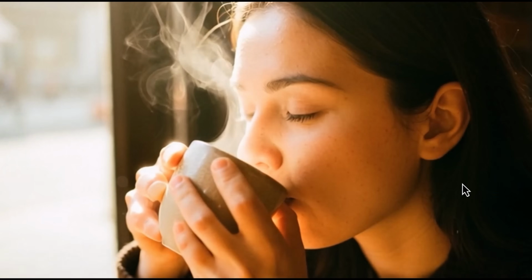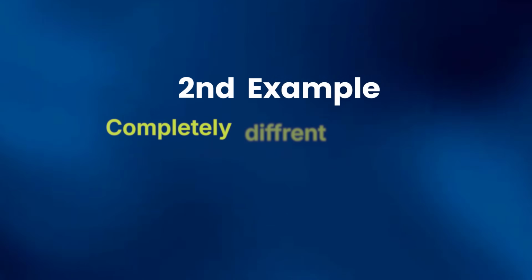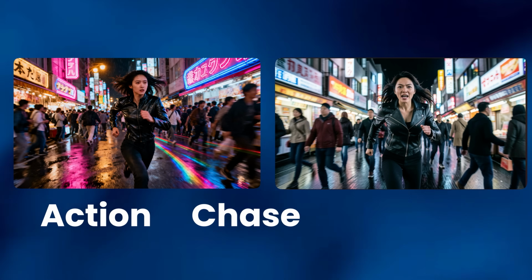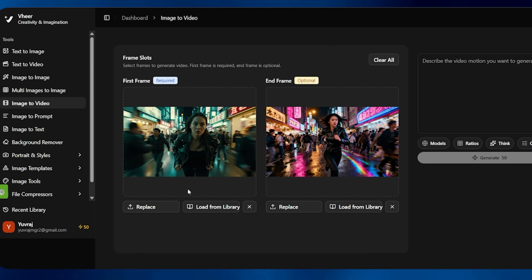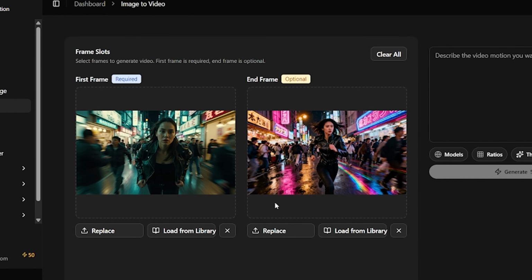The light is refracting through the water. We turned a still image into a cinematic sequence. Second example, completely different energy: action, chase, movement. And this time I'm using both frames, first and end frame.